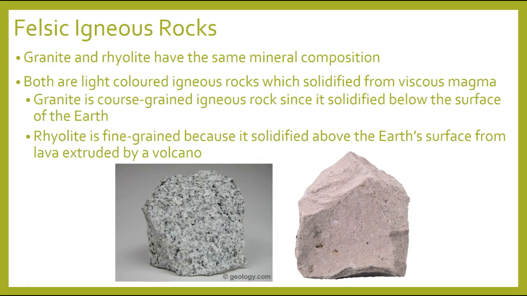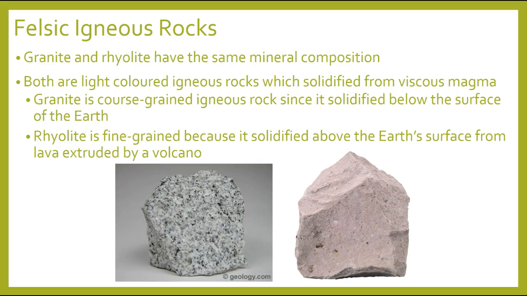Okay, so felsic igneous rocks are your granites and your rhyolites. They both have the same mineral composition but are formed in different places on the Earth. So they're both light-colored igneous rocks that have solidified from viscous magma. The only difference is that granite is a coarse-grained igneous rock because it's solidified below the surface of the Earth, whereas rhyolite is fine-grained because it's solidified above the Earth's surface from lava that was extruded by a volcano.